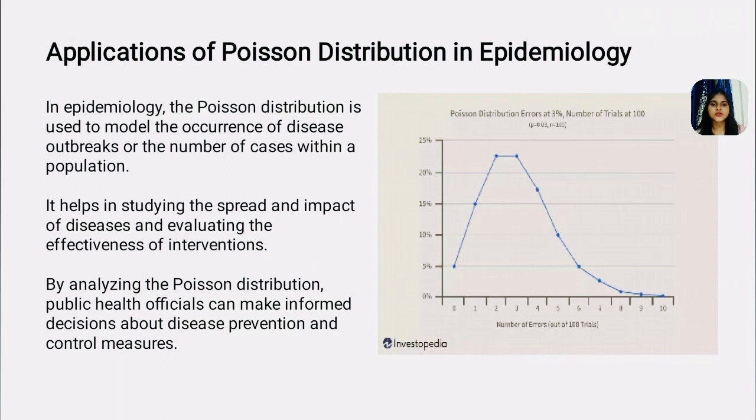Application of Poisson distribution in epidemiology. In epidemiology, the Poisson distribution is used to model the occurrence of disease outbreaks or the number of cases within a population. It helps in studying the spread and impact of diseases and evaluating the effectiveness of interventions. By analyzing the Poisson distribution, public health officials can make informed decisions about disease prevention and control measures.